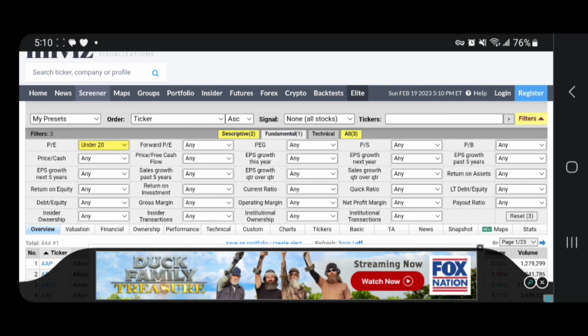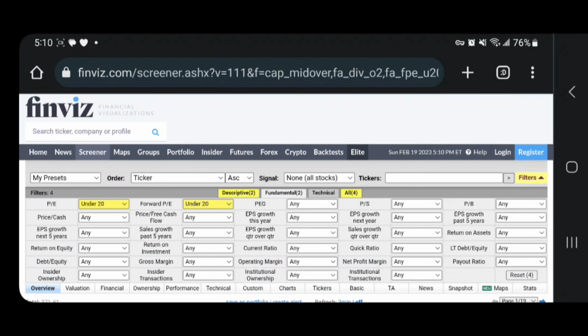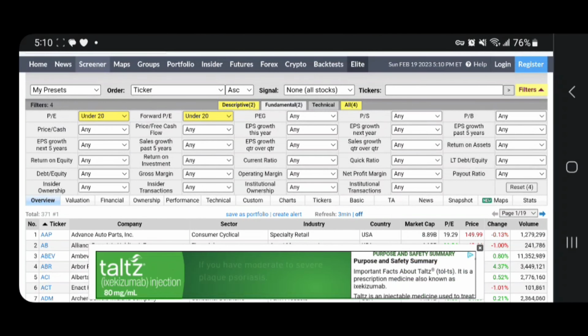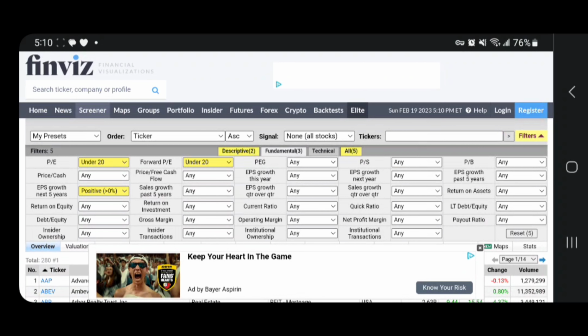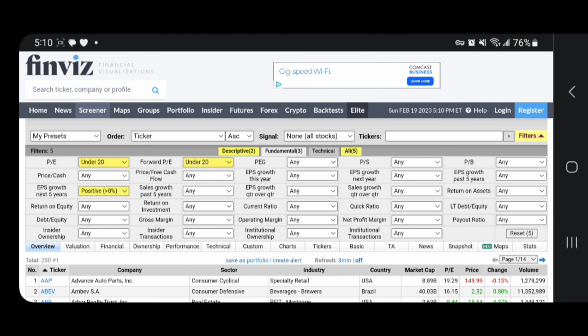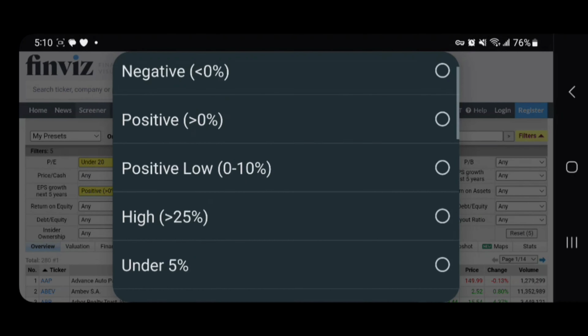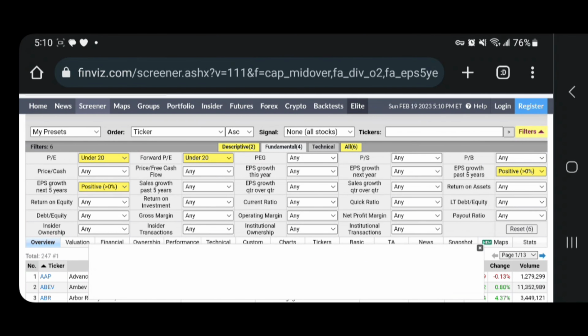And I like to look at forward earnings or forward price to earnings ratio. That's looking into the future. I also want that to be under 20. Preferably, I want the forward PE to be less than the current PE because that means future earnings are higher than current earnings. I want EPS growth to be positive over the next 5 years. I also want earnings per share growth to have been positive over the last 5 years. So not only in the past, but the future.